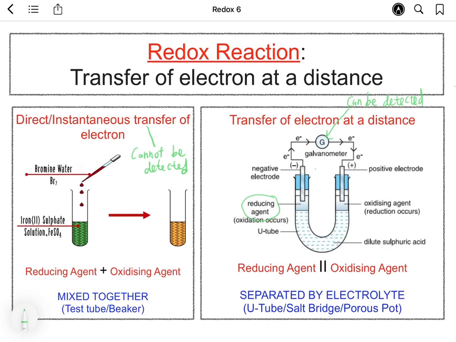However, when the reducing agent and the oxidizing agent are separated by an electrolyte in a U-tube, as shown in this diagram, the transfer of electron occurs through the connecting wire. The electrolyte used here is dilute sulfuric acid, and this dilute sulfuric acid electrolyte acts as salt bridge to separate reducing agent and oxidizing agent so that the electron is forced to flow through the wire. And the flow of electron through the wire or external circuit can be detected by galvanometer. And deflection of needle of the galvanometer shows the direction of electron flow.